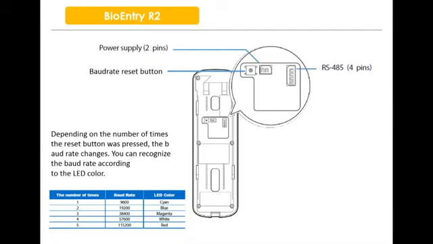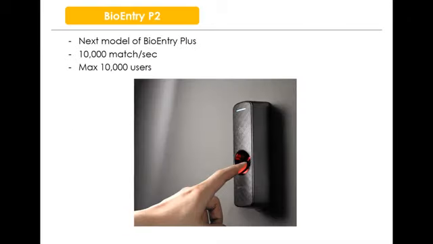Next new supported device is BioEntry P2. BioEntry P2 is the next version of our popular access control device, BioEntry Plus. The size remains similar, but its capacity has doubled, and the match speed has also greatly improved. Even if you fill the maximum number of users, the authentication should happen in 1 second.